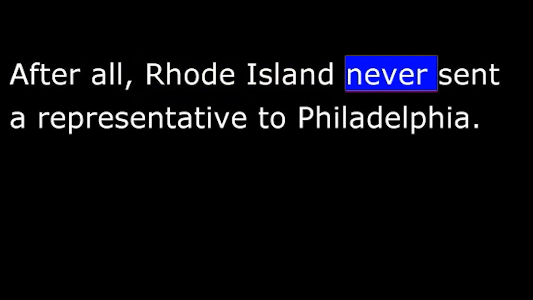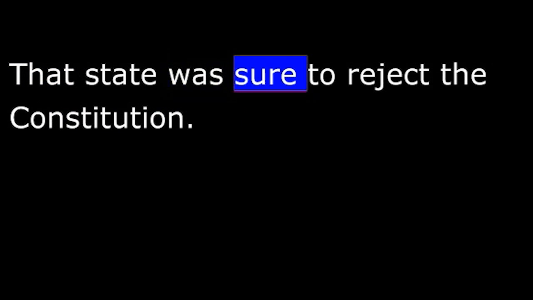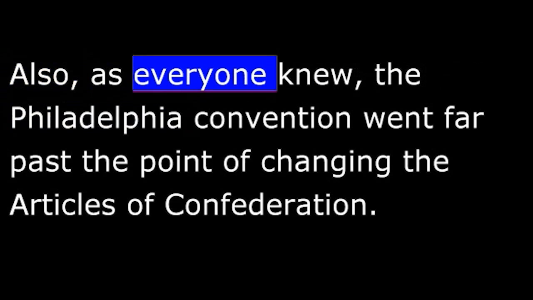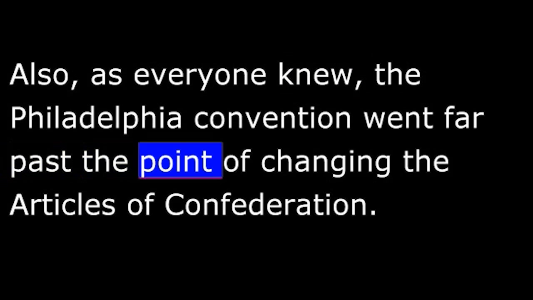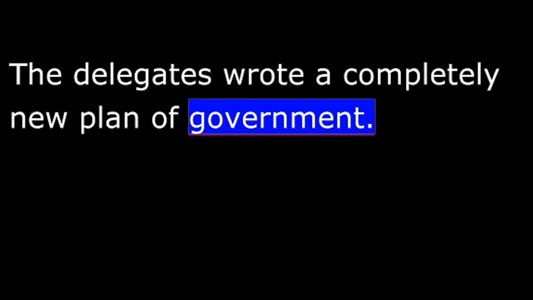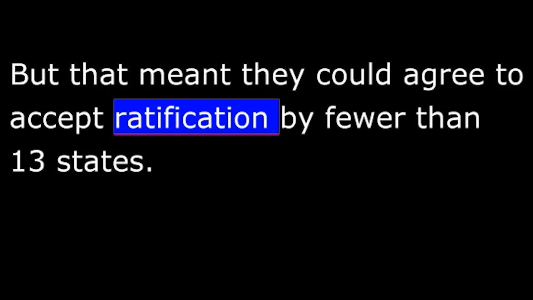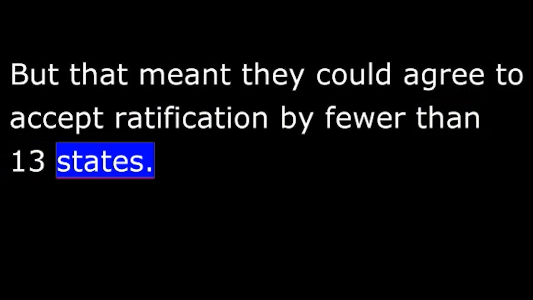But several delegates said this would be impossible. After all, Rhode Island never sent a representative to Philadelphia. That state was sure to reject the Constitution. Also, as everyone knew, the Philadelphia Convention went far past the point of changing the Articles of Confederation. The delegates wrote a completely new plan of government. But that meant they could agree to accept ratification by fewer than 13 states.